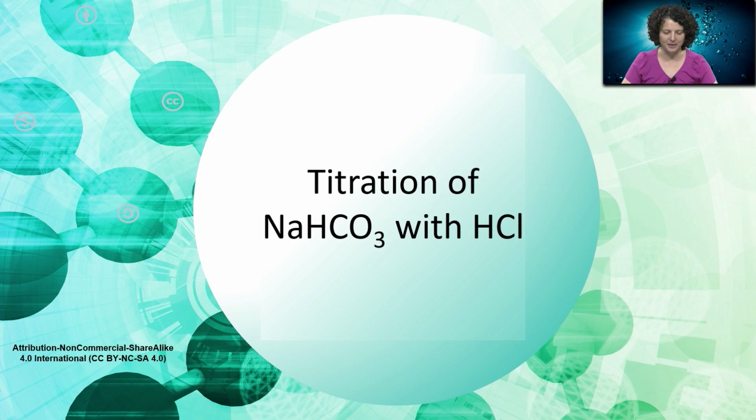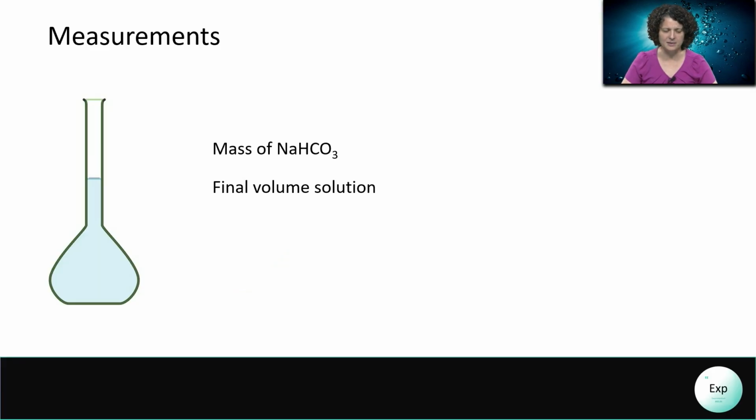Titration of sodium bicarbonate with hydrochloric acid. We begin this experiment by making a solution of sodium bicarbonate. In order to make this solution, we will need a volumetric flask in which we are going to place a known mass of sodium bicarbonate, which will be determined by measurement on a scale. And we are going to add small increments of water to this until all the sodium bicarbonate is dissolved.